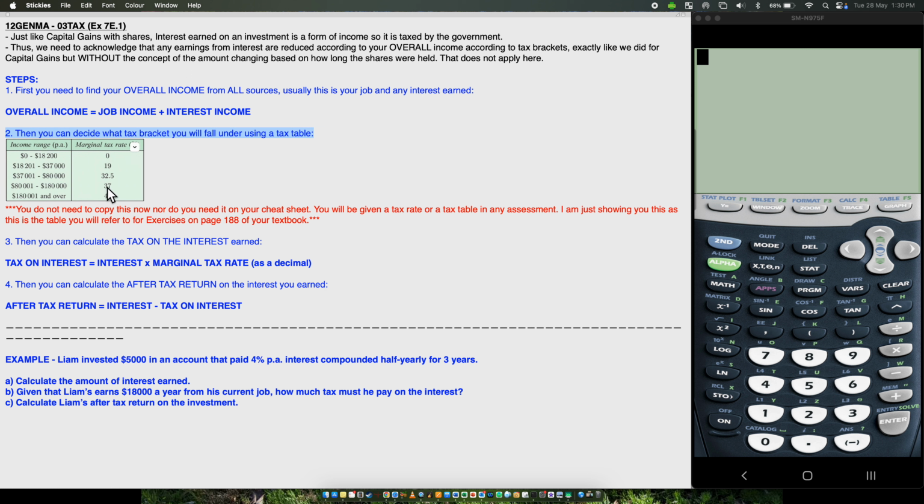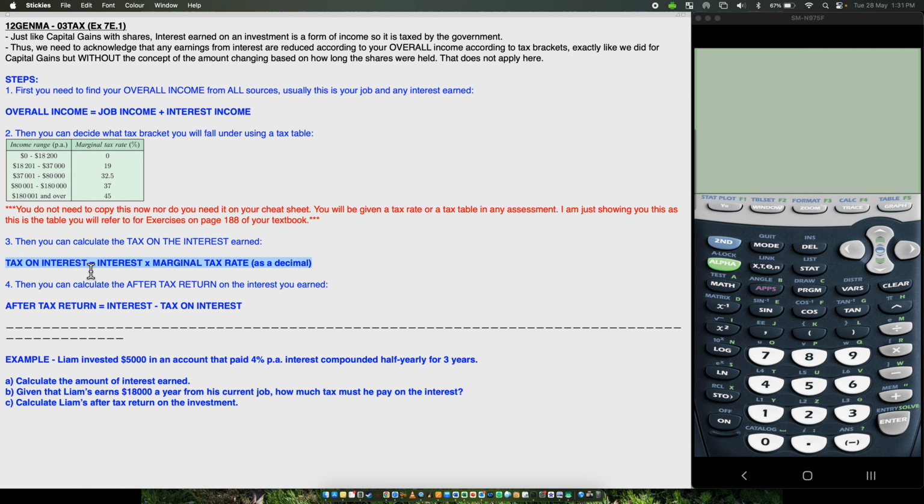You do not need to copy this tax table. This is out of date anyway. The tax tables are changing this year because of your Labor government. There's not 5 anymore, there's only 4. And also you'll be told what the tax rates are in your test and for the exam. So don't copy the table. I'm just showing it because that's the tax table you're going to use on page 188 of your textbook to answer the questions. Step 3, you calculate the tax on the interest earned using this formula here.